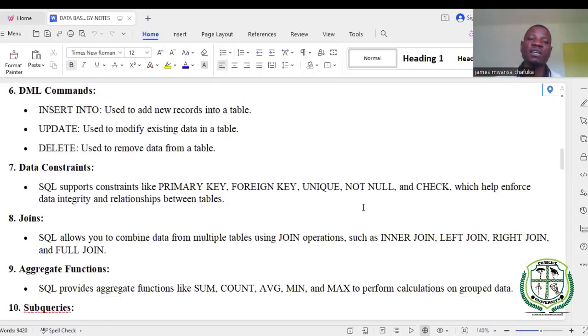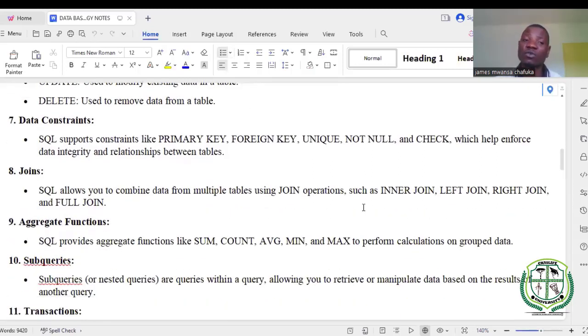Then apart from that, we also have data constraints. So under data constraints, structured query language supports constraints like primary key, foreign key, unique, not null, and check, which can enforce data integrity and relationships between tables.